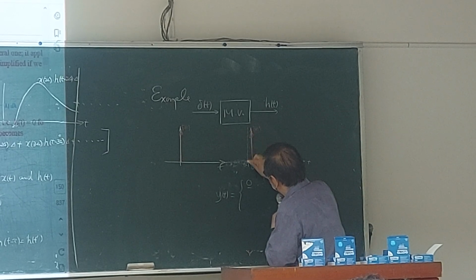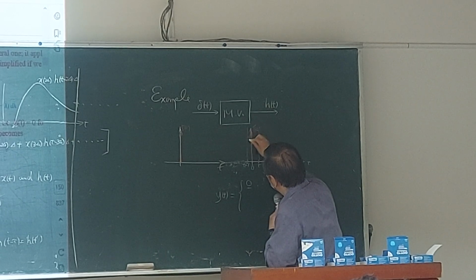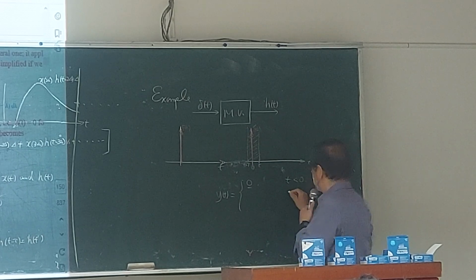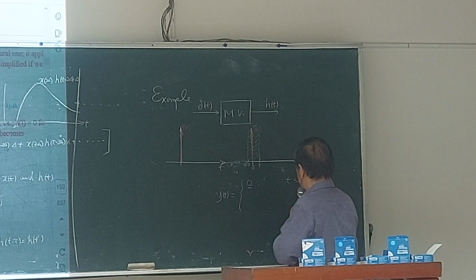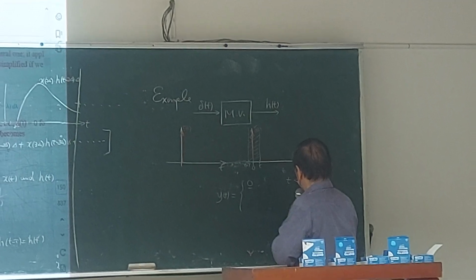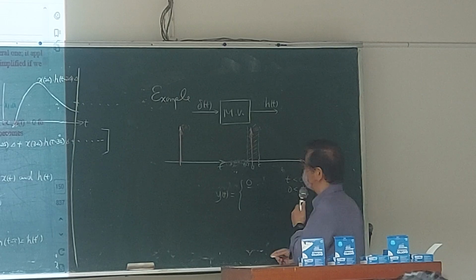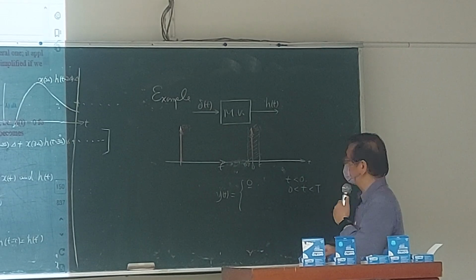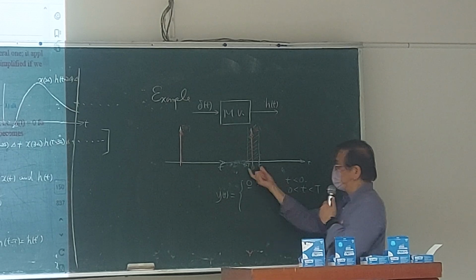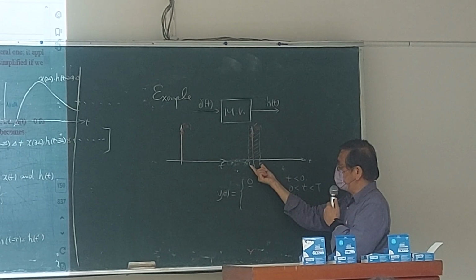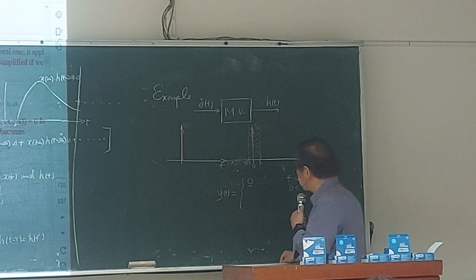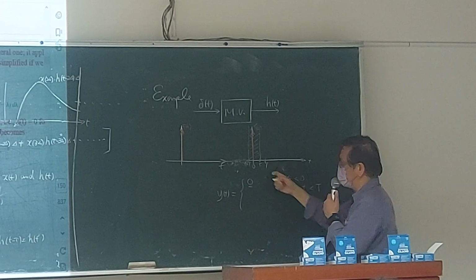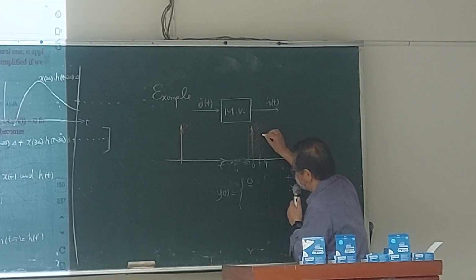So this is the string we are considering. Now we have to consider the case where T is bigger than 0 but smaller than capital T. So we are considering this case, T is bigger than 0 and smaller than capital T. So this is the window.